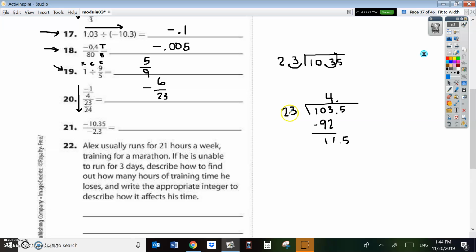Okay, now look. 5 times 20 is 100. 5 times 15 is 15. So it's going to be 5 times 23 is 115. I don't know why I brought down that decimal. That doesn't help us. Anyway, 0 there. And then negatives cancel, so it's just 4 and 5/10.